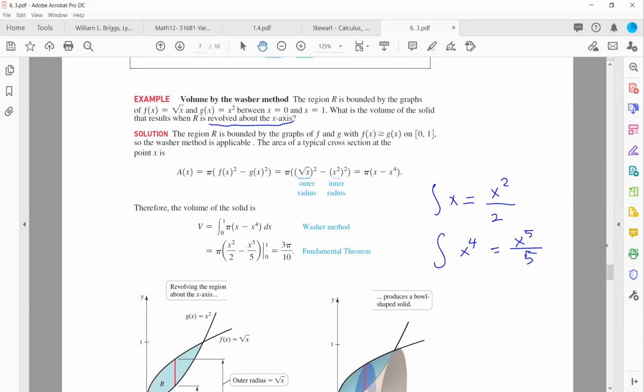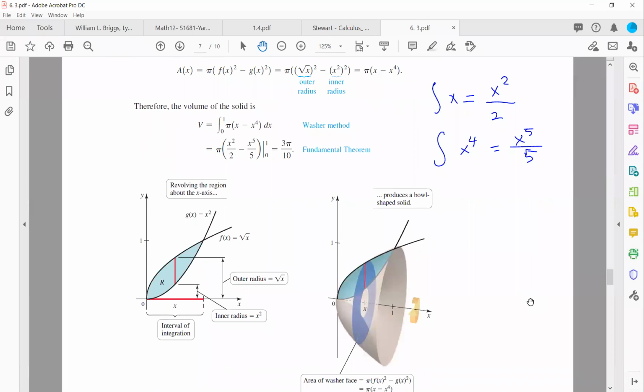Very well. Now you just plug in 1. You don't care about 0 because both of these have x variables, so if you plug in 0, it's going to be 0. So just plug in 1 and simplify. The volume is equal to 3 pi over 10. Next page.